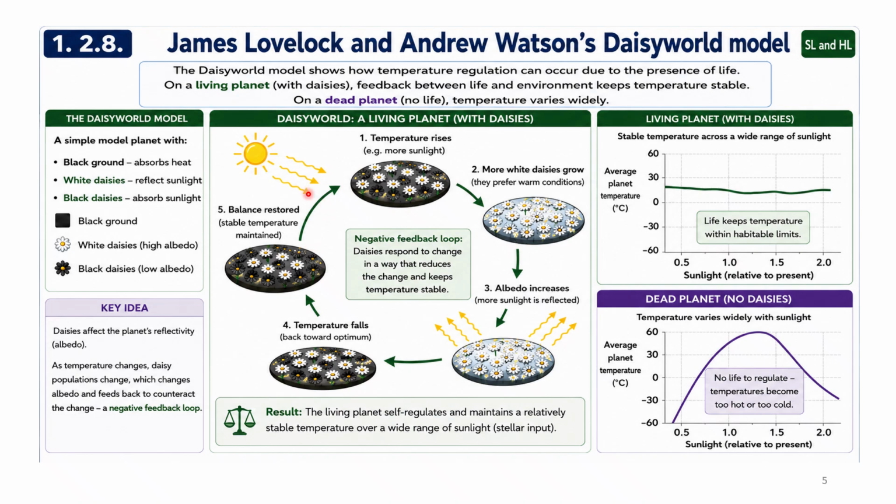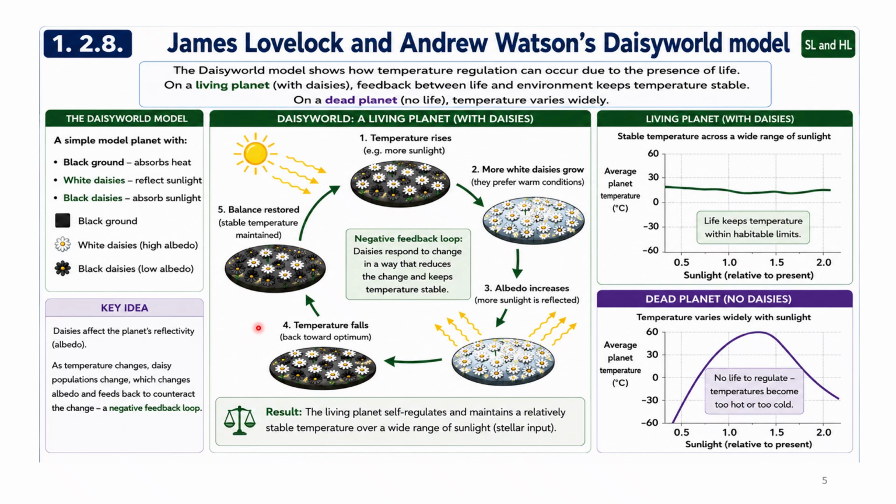Now let's examine the Daisy World model, developed by James Lovelock and Andrew Watson, which demonstrates how negative feedback mechanisms can regulate a planet's climate. This simplified model represents a planet containing black ground, white daisies, and black daisies. White daisies have a high albedo, so they reflect more incoming solar radiation and cool the surface, whereas black daisies have a low albedo, absorbing more solar energy and increasing surface temperature.